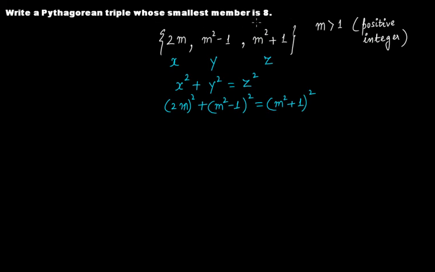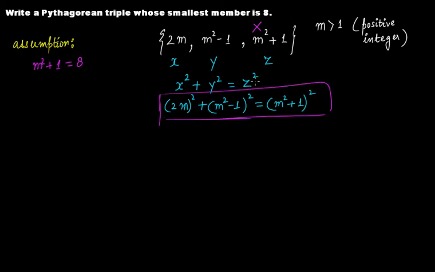It's given that the smallest member is 8. So when we begin solving this problem using the assumption method that we discussed in part 1, that's why I'm saying please watch that tutorial first. In that assumption method, you'll ignore m squared plus 1. That is, you will not check whether m squared plus 1 is equal to 8. Why? Because z, that is m squared plus 1, is the largest of these three. Therefore, there is no way that m squared plus 1 will represent the smallest member, right?